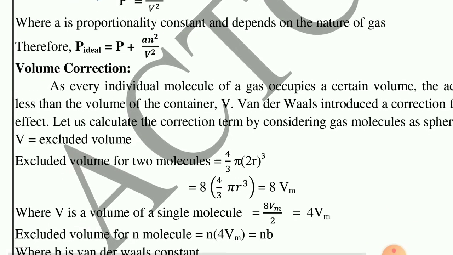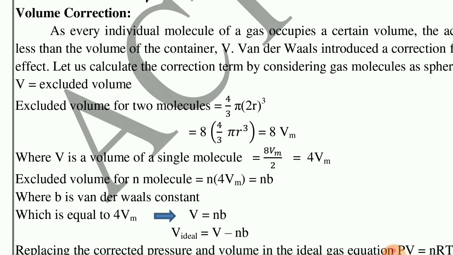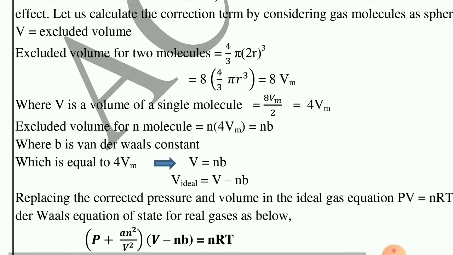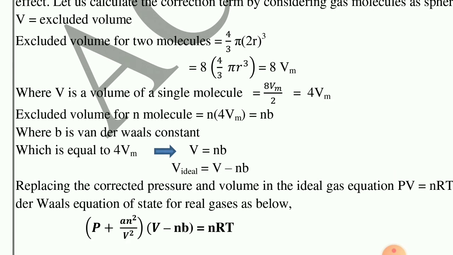Let us calculate the correction term by considering the gas molecule as a sphere. The excluded volume of two molecules is 4/3 π (2r)^3, that is 4/3 π r^3 times 8, equal to 8 Vm, where Vm is the volume of a single molecule. So 8 Vm by 2 equals 4 Vm. So the excluded volume of n molecules is n·4 Vm, equal to nb. So b is a van der Waals constant which is equal to 4 Vm, and the excluded volume equals nb. So V ideal is V minus nb.